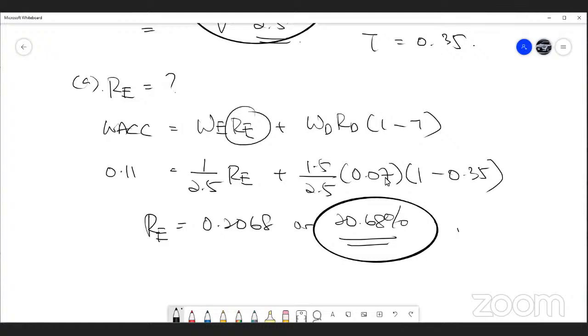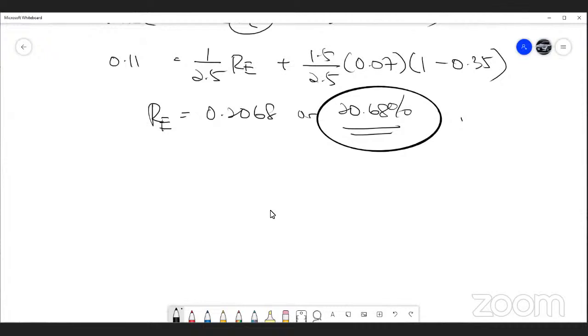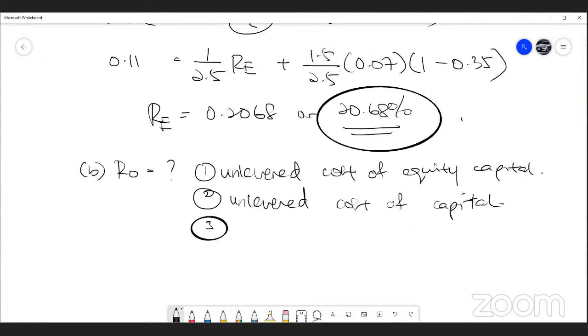The second part here is where the proposition will come in. Part B here, they ask you to find Western's unlevered cost of equity capital. Unlevered cost of equity capital is your R0. R0 is sometimes called unlevered cost of equity capital. Sometimes it will be called unlevered cost of capital. And it could also be called required return on assets. These are three different names for R0.